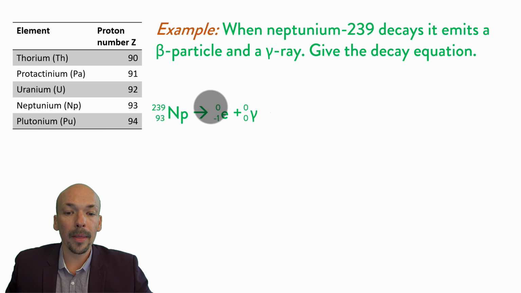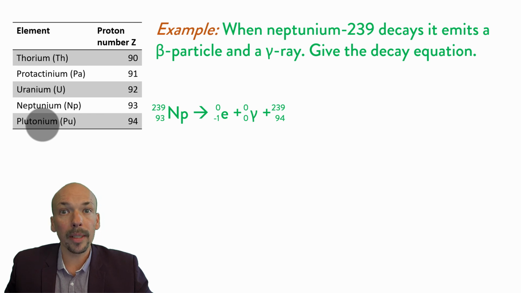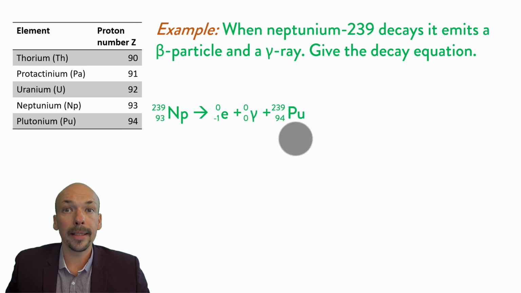So we had 239, nothing left here, nothing left here, so it's still 239. Here we have 93 plus 1 because this one was added, so it's 94. You can check this because if you add 94 to minus 1, it will be 93. Now we check the table. With a proton number of 94, we can see that it's plutonium. So we write down Pu. And this is the correct decay equation. Please note that this gamma ray doesn't add anything, but you still need to write it down.